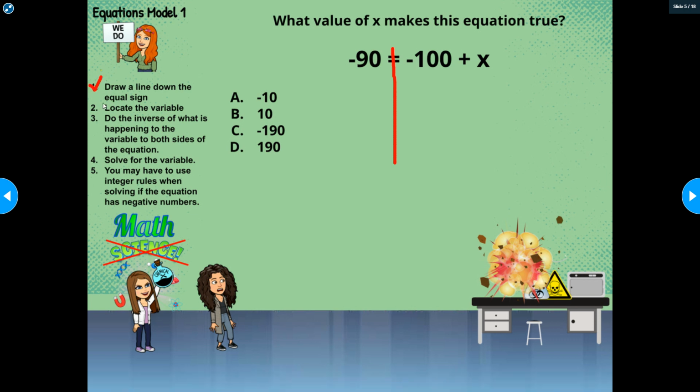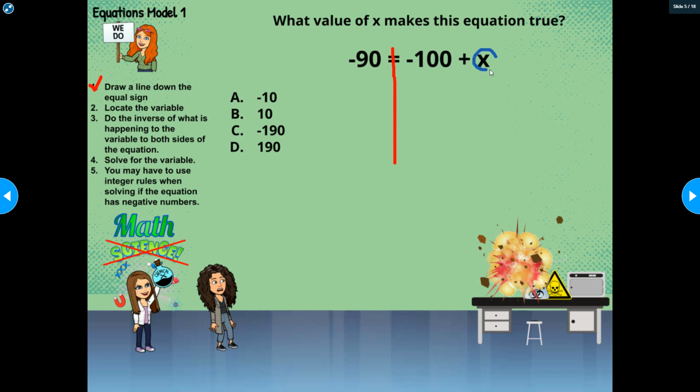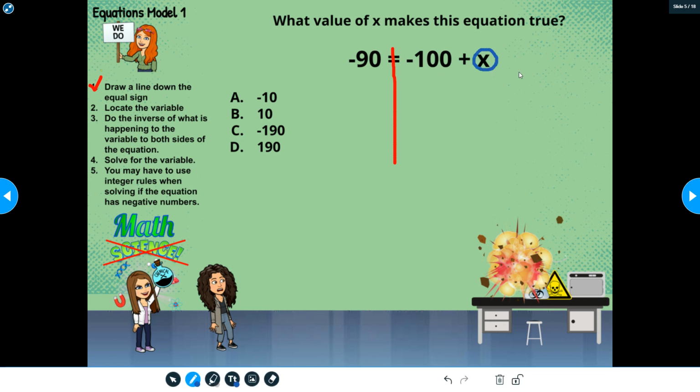Okay, so that's step one. Step two, locate the variable. Well, the variable is just the letter. Circle that. Now this helps us because once we locate the variable, we can do the opposite of whatever is happening to the variable on the same side. So now we located the variable. It says do the inverse of what is happening to the variable to both sides of the equation.